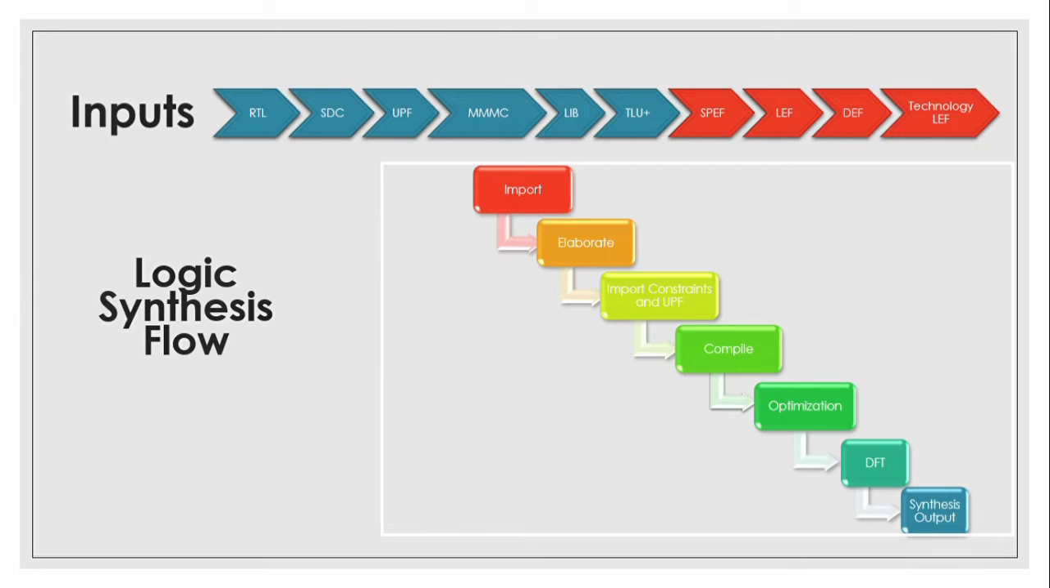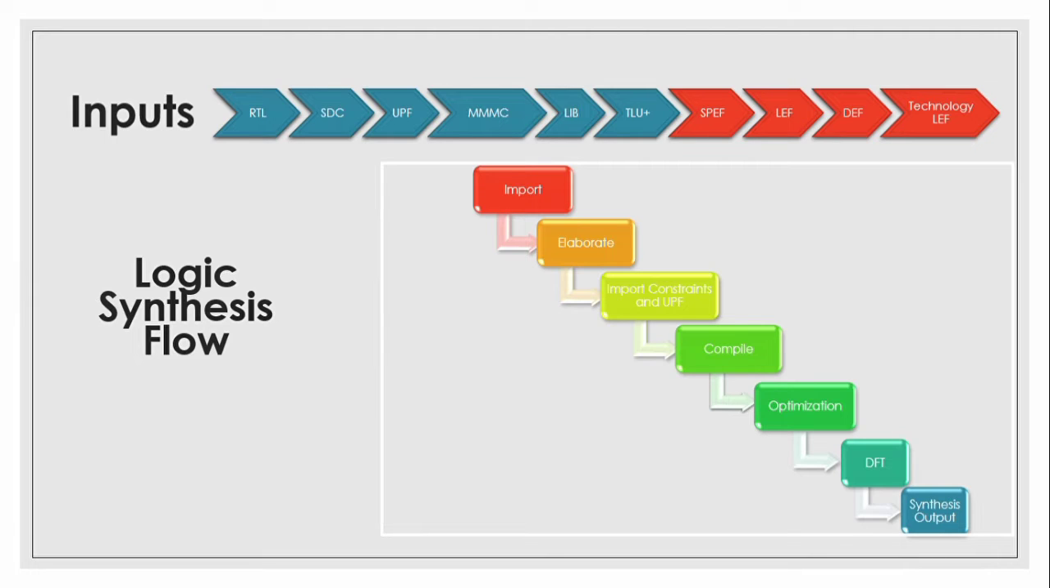Then comes the TLU plus. It basically comes along with the timing library. This TLU plus helps us in synthesis to estimate RC values. It contains WLM, so there will be certain lookup tables. Based on that, the tool estimates RC values, because in the synthesis stage placement and routing are not yet done. That's why we need to estimate the RC values. Those details will be given in this TLU plus file. So with these inputs, we are going to start this logic synthesis flow.